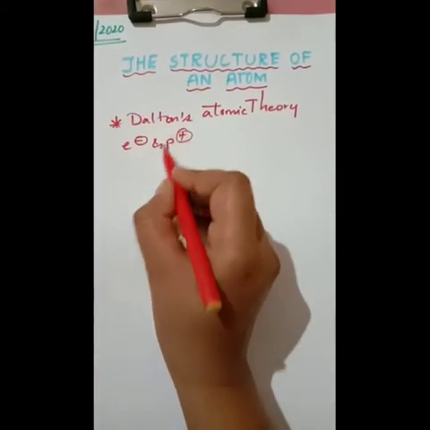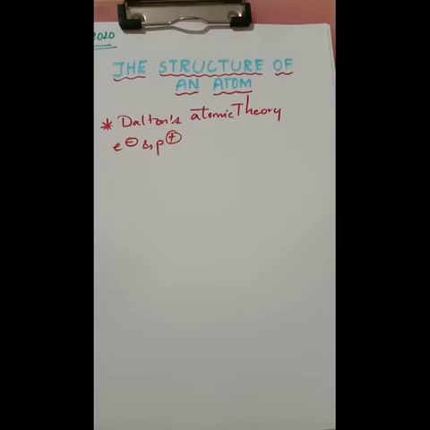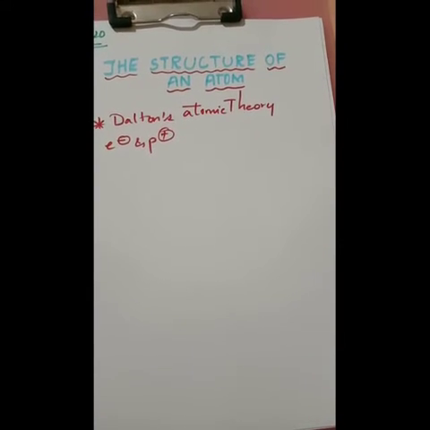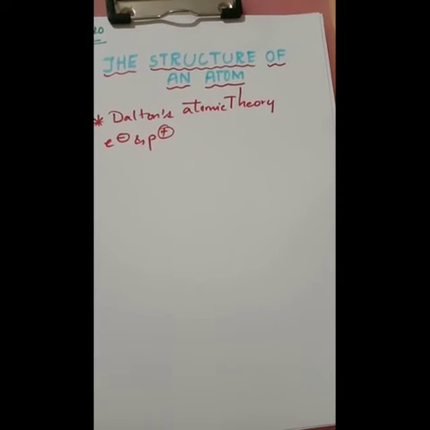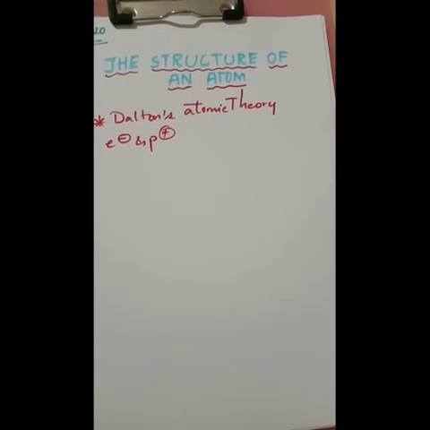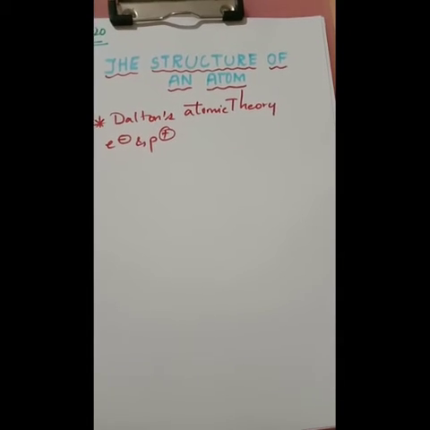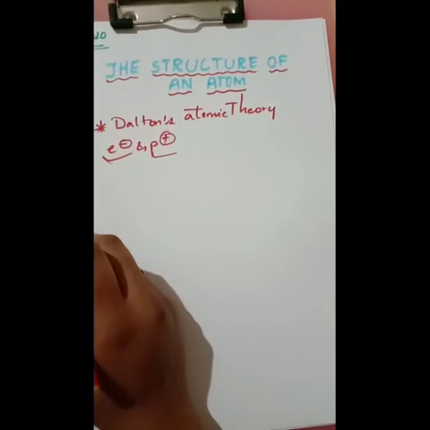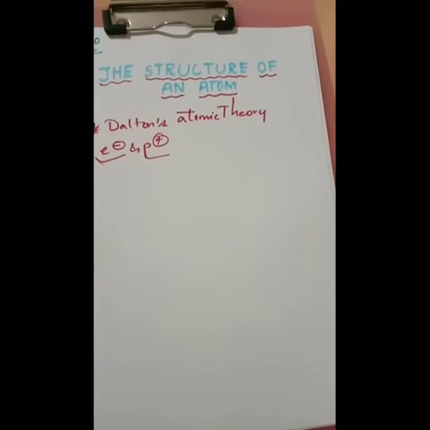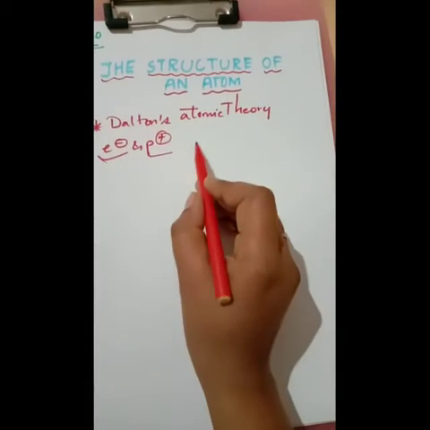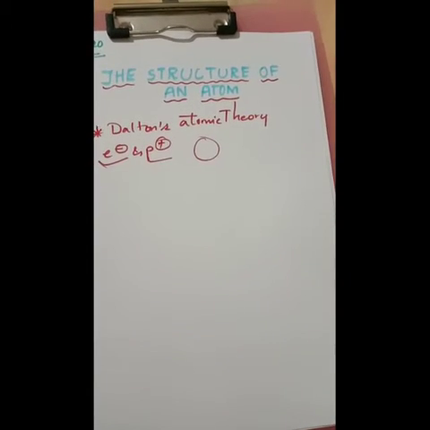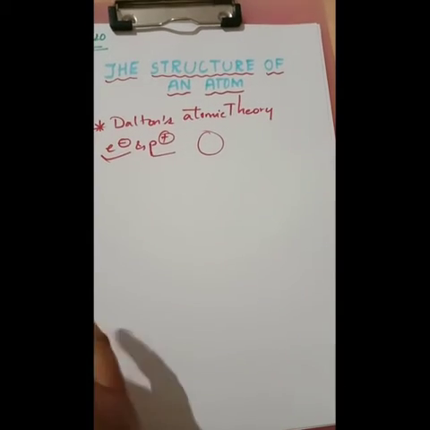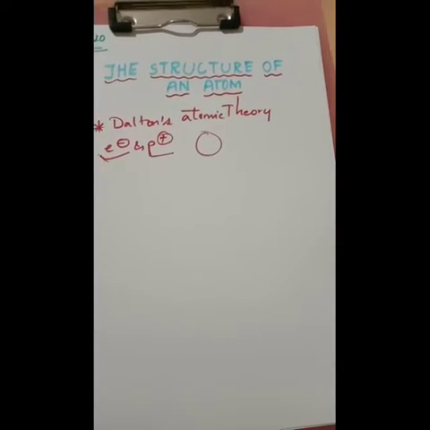inside the atom, led to the failure of this aspect, which was proposed by Dalton. Okay, so it was then considered necessary to know how electrons as well as protons are arranged within an atom. For explaining this concept, many scientists proposed various models.